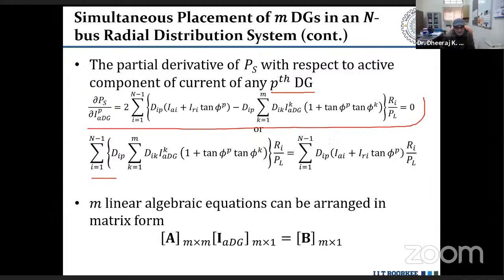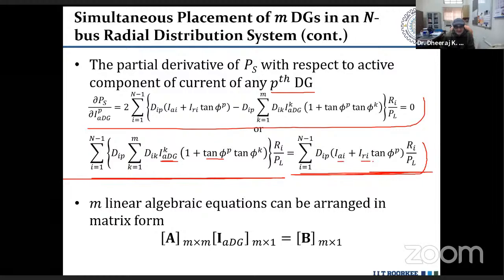This we can write in this way also. This is the variable part here because it contains this term which is related to DG, and the second component is this, which is based on the base case results, that is the branch currents, active component, reactive component before DG placement. So these are basically linear equations. So we will get such M linear equations.